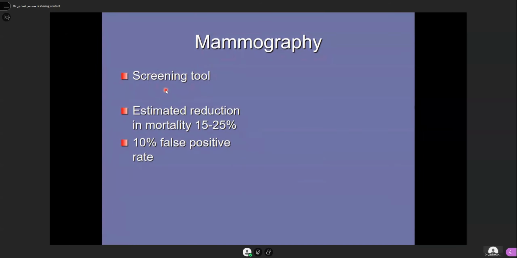Mammography is mainly used as a screening tool. There is an estimated reduction in mortality of up to 25%, and a 10% false positive rate. Sometimes we perform surgeries or take biopsies. On imaging they appear to be cancerous, but when we perform the biopsy or surgery, they prove to be benign masses, but only 10%. But still, we have reduced the mortality by up to 25%.